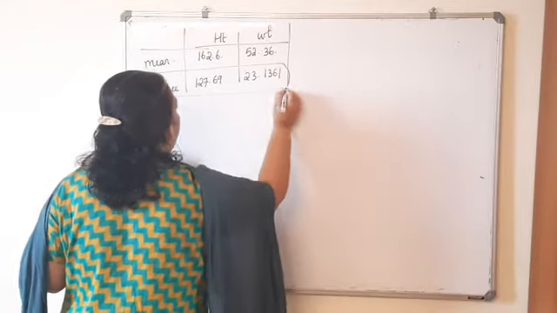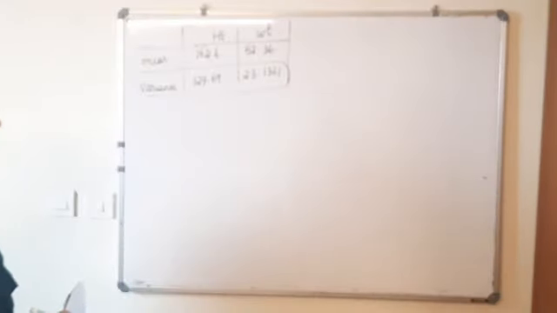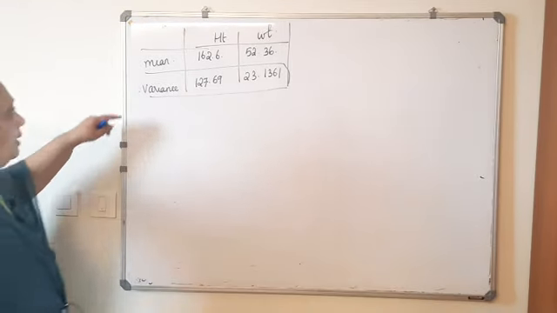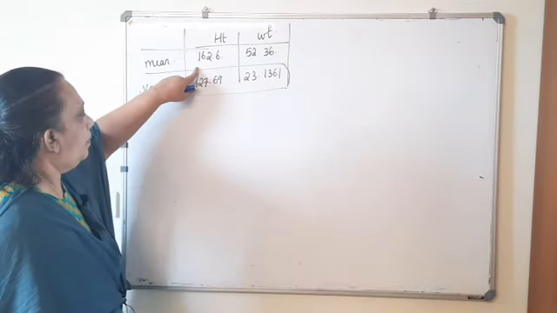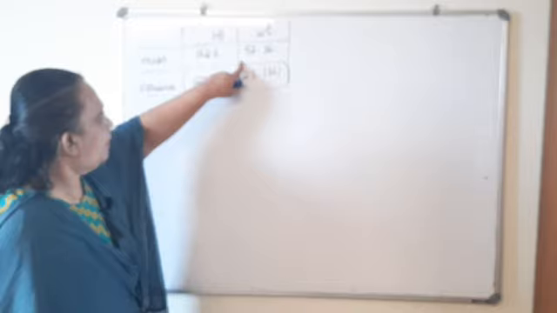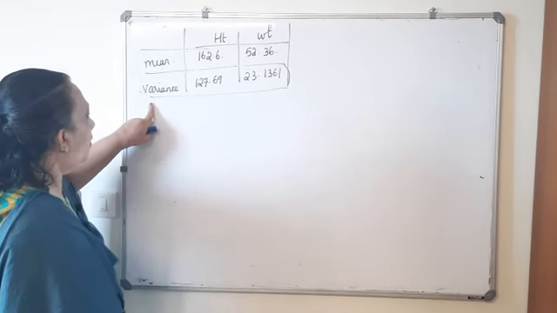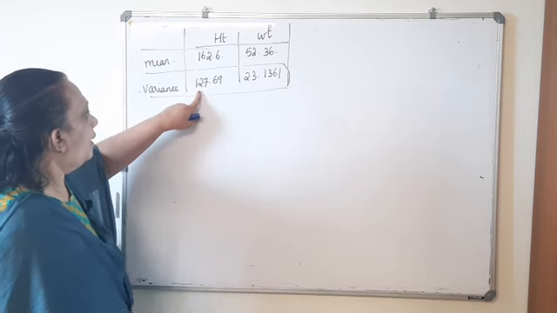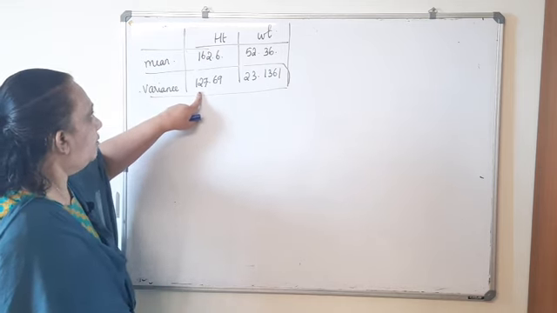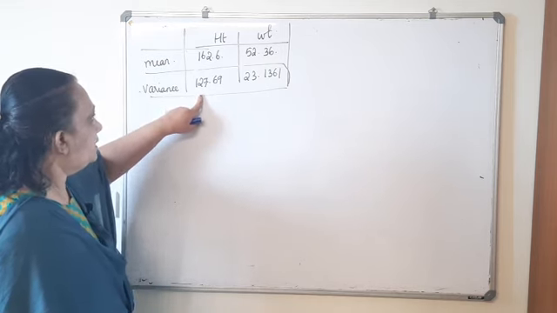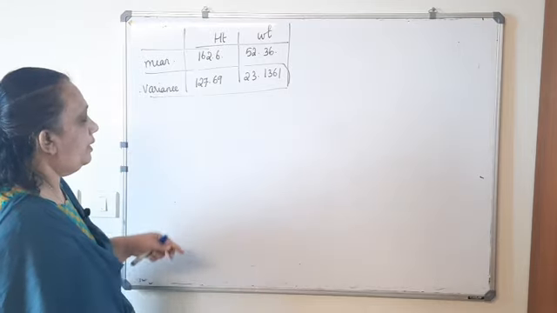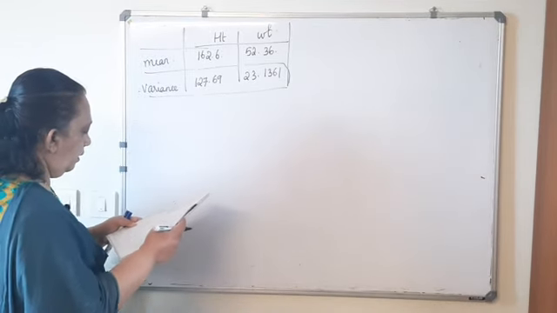So two data are given, the height and weight. The mean height is equal to 162.6 and the corresponding weight is 52.36. The variance of height is equal to 127.69, and for the weight the variance is equal to 23.1361.